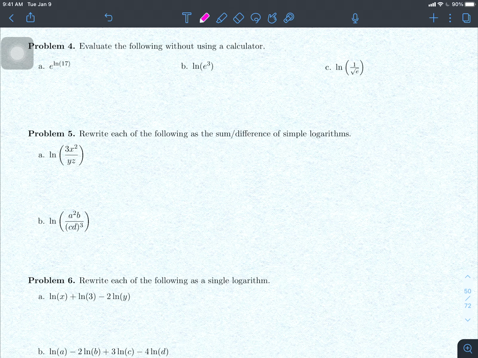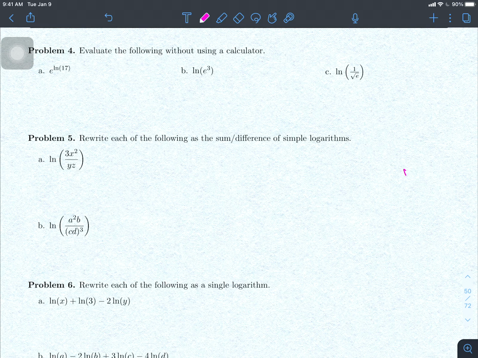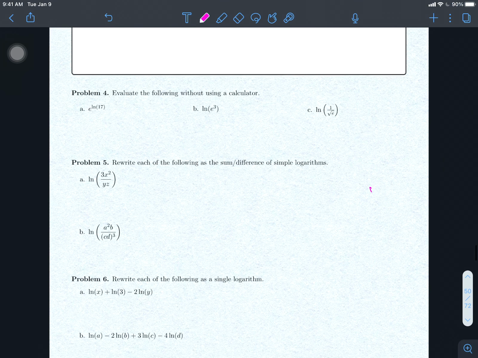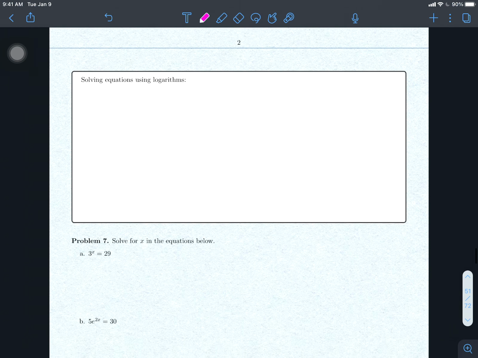Why can't I move the screen? I cry every time this happens. I don't understand. Come on. Why? Okay, we're getting there.